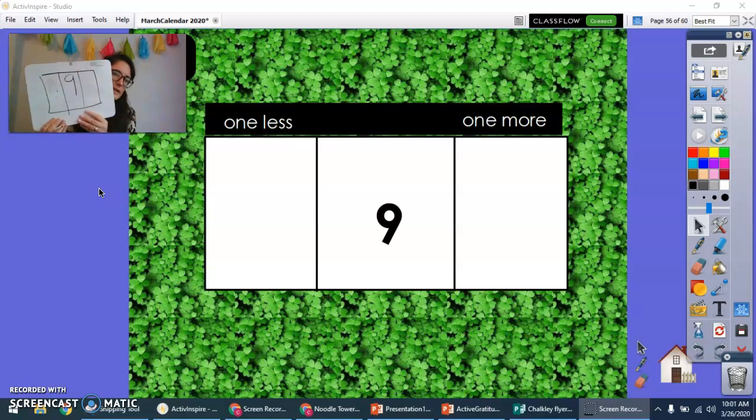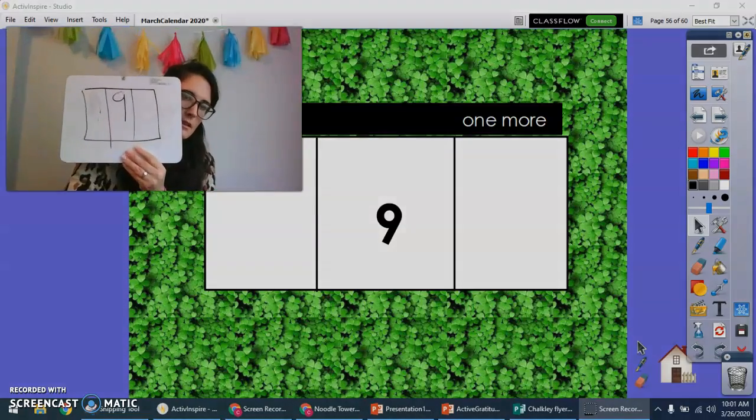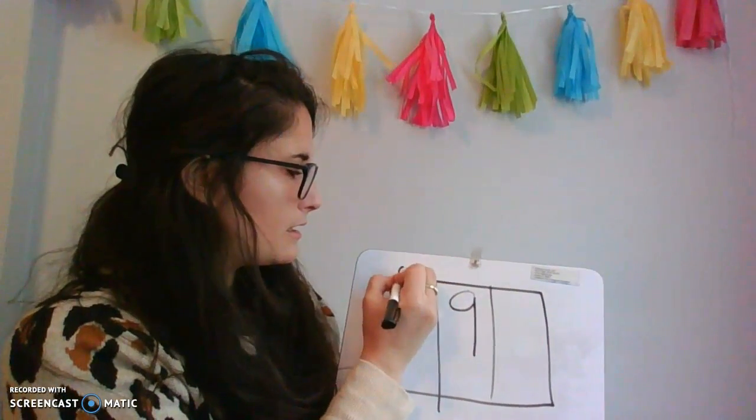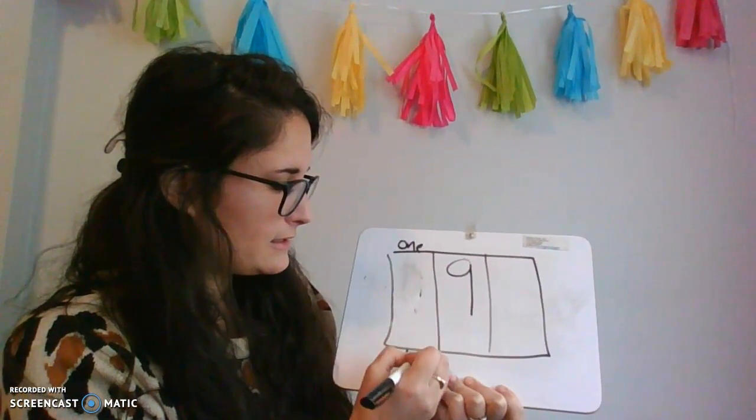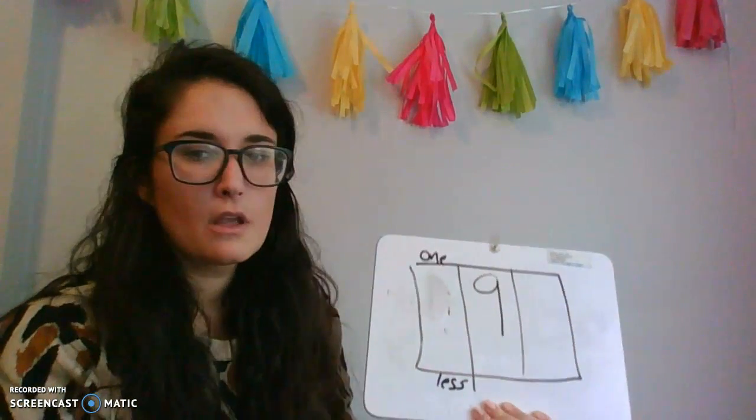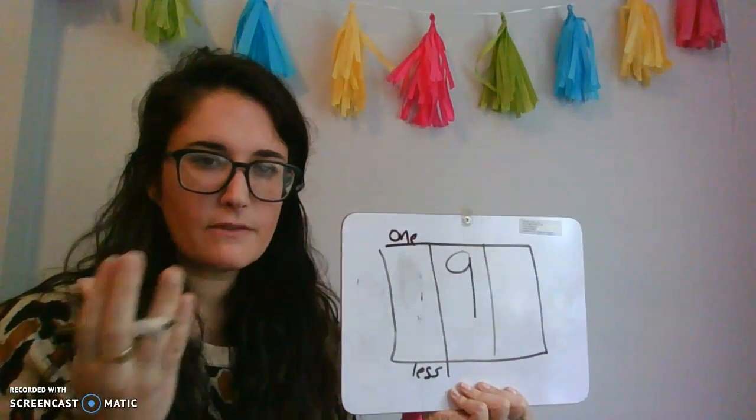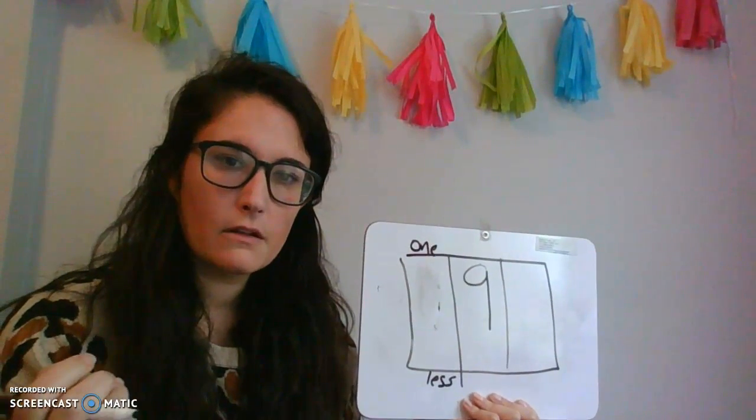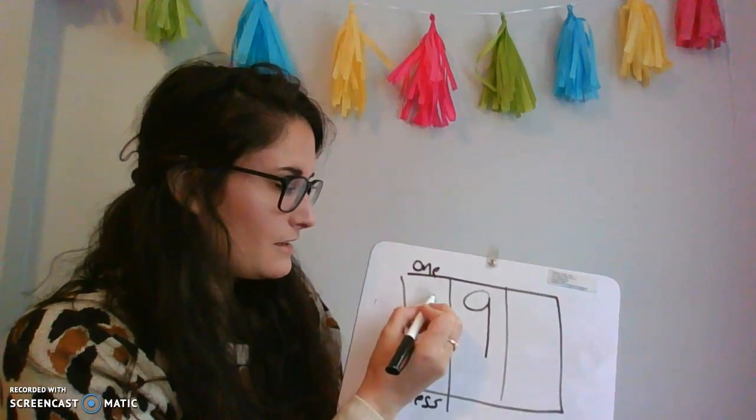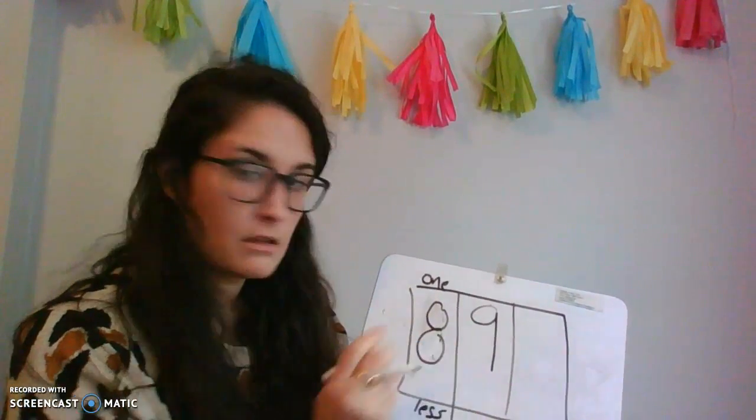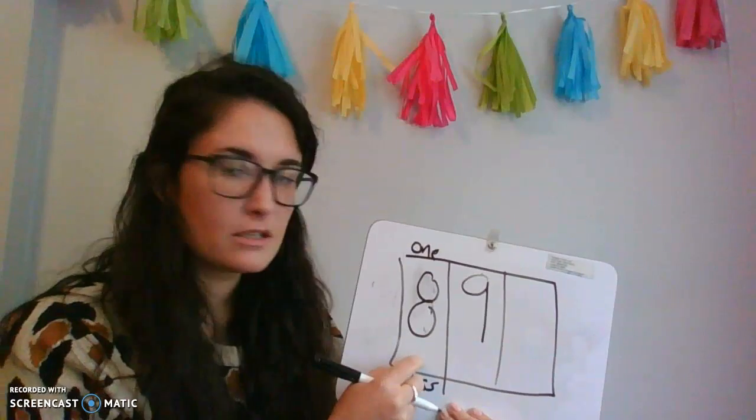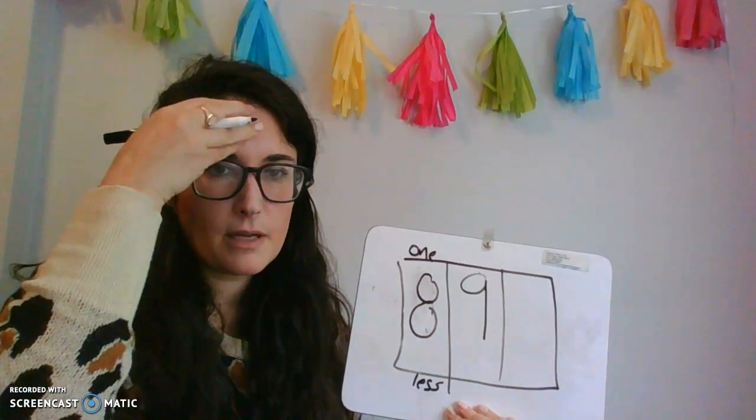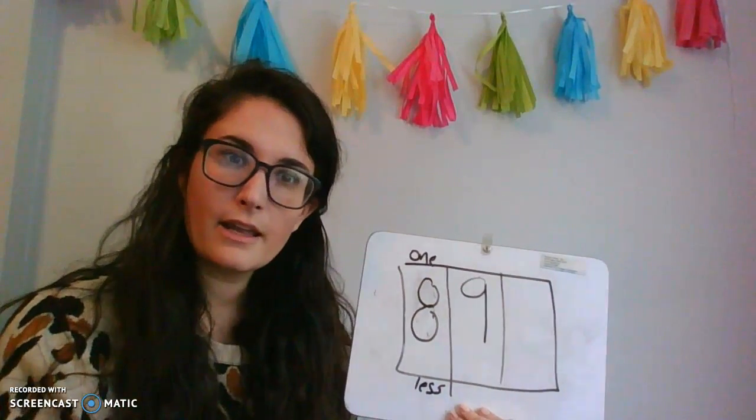So I have my 9 in my box, okay? And I'm going to decide what is 1 less. All righty. So 1 less than 9. So if I have 9 and I take 1 away, how many am I going to have? Did you say 8? You are correct. I know that 8 is 1 less than 9. So I took 1 away. I put that 9 in my brain. I took 1 away, and I have 8 left.